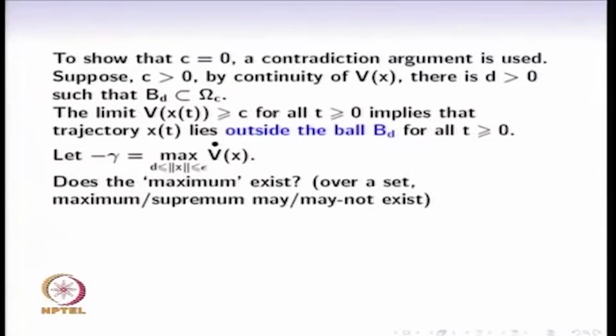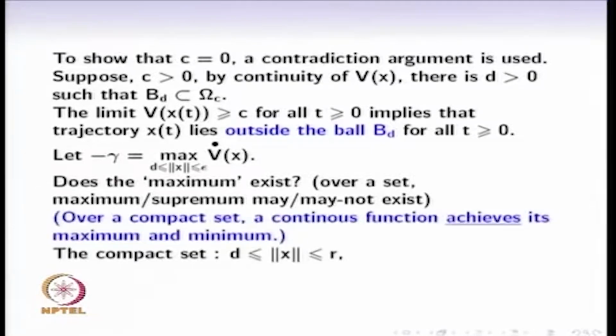Over a set in general, the maximum or the supremum may or may not exist. We will see some simple graphs where this can happen, but we will use a very important property: over a compact set, a continuous function achieves both its maximum and minimum. This particular set, that shaded region, is a compact set. So what is the problem that a function may or may not achieve its maximum and minimum values?